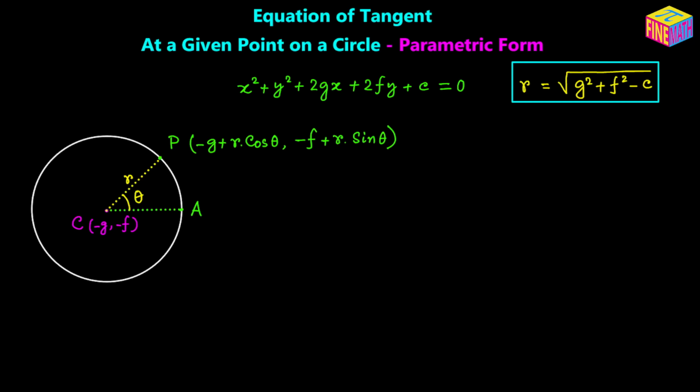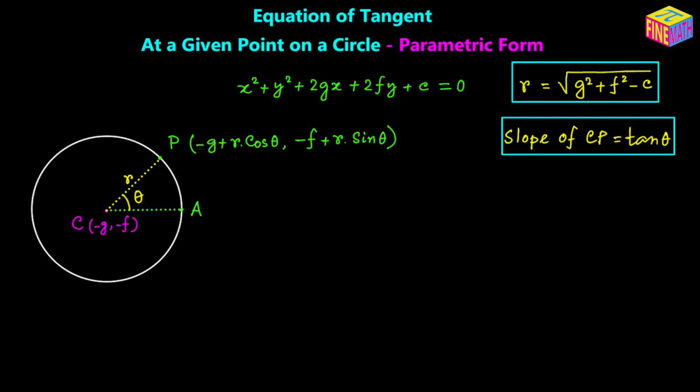And what would be the slope of CP? Well, obviously that will be tangent of theta. So I have noted it here. Slope of CP is equal to tangent of theta. Next, I am going to draw the tangent through the point P. Let's suppose the blue line is the tangent line through the point P on the circle. And now CP will be perpendicular to the tangent line. We have already seen that in a theorem of circle that the radius is always perpendicular to the tangent line. So CP will be perpendicular to the tangent line.